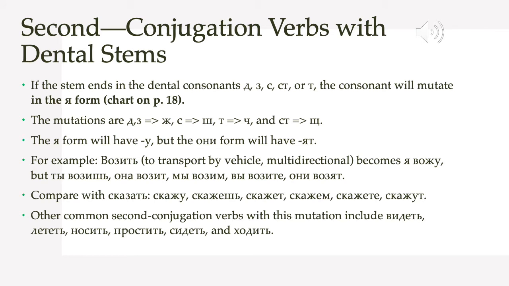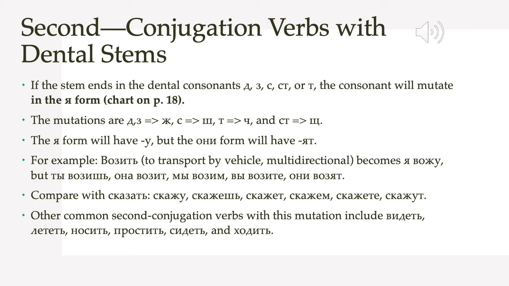Now let's take a look at second conjugation verbs with dental stems. Dental consonants are those that you make using your teeth. So d, z, s, st, or t, for example, are dental sounds. And if you have any of those dental consonants or dental sounds, the consonant will mutate in the ya form. And there's a chart on page 18 of your textbook that shows you the mutations, but we'll go over them now. And it's important to note once again that this only happens in the ya form, in the first person singular form of the verb.